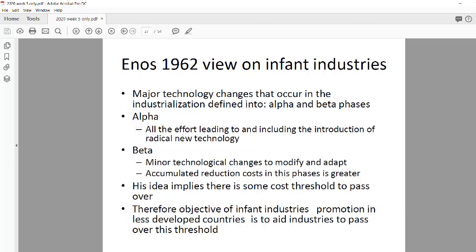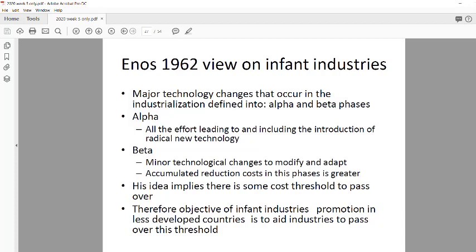And we have the beta phase, which is just the minor technological changes to modify and adapt the product. So in essence, the alpha phase is all the processes taken to get this product ready for entering the market and to compete in the market. And the beta phase is, okay, we have this product very well established. What minor tweaks do we need to make in the production process to better handle what we have at the moment?